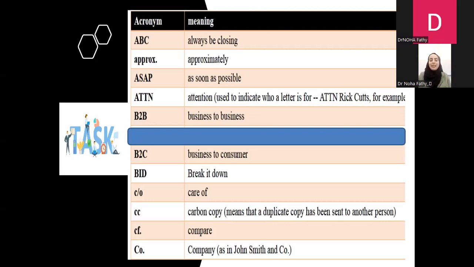B2B. This is business to business. B2C. This is business to consumer. BID. Break it down. C/O. Care of. CC. This is a carbon copy. It means to duplicate a copy that has been sent to another person. CF, this is compare. And finally, we have Co., and this is an abbreviation of company, as in John Smith Company.